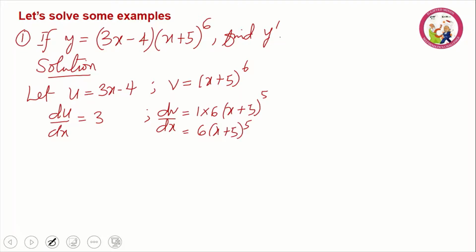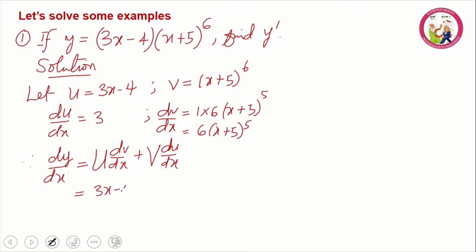Now that we have the derivative of u with respect to x and the derivative of v with respect to x, we can solve the derivative of y with respect to x, and that is equal to the product of u and the derivative of v with respect to x plus the product of v and the derivative of u with respect to x. u is 3x minus 4 and the derivative of v with respect to x is 6 times x plus 5 raised to the power 5, plus v, which is x plus 5 raised to the power 6, times the derivative of u with respect to x, which is 3. Now let's simplify this further.